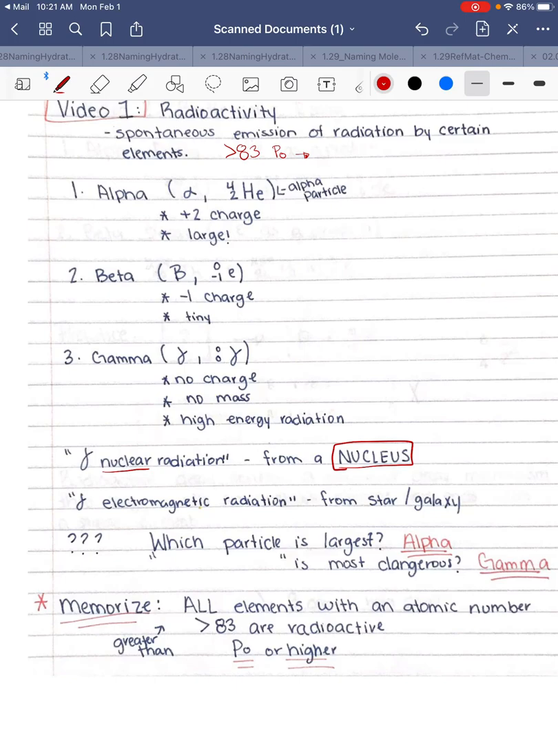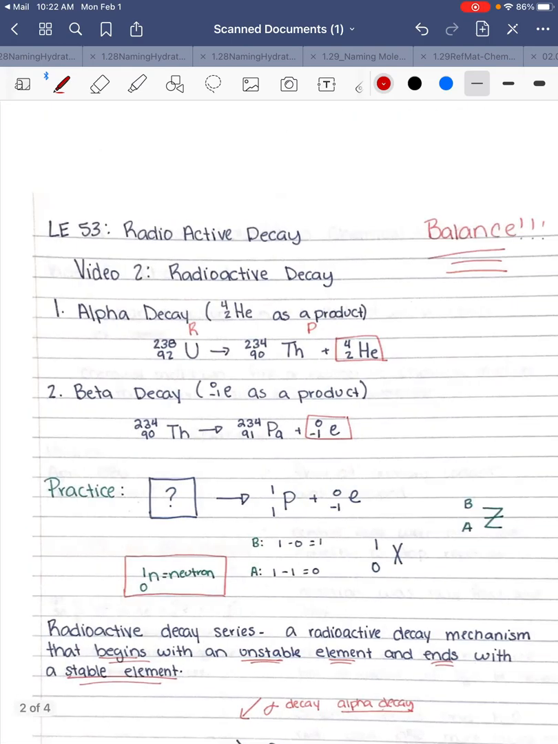And what you do need to memorize is that all elements with an atomic number greater than 83, so that's palladium and higher, are radioactive. So again, that means they spontaneously emit radiation. Just spontaneous whenever it happens. So that was our video 1.